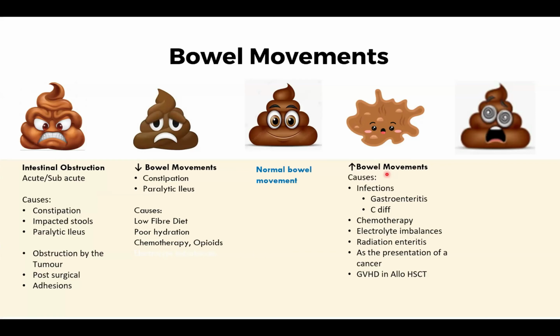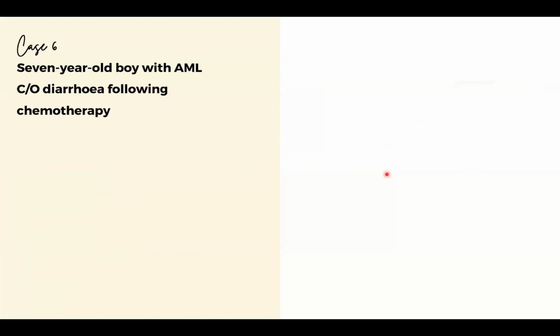So diarrhea, in lay terms, again has a range when it comes to increased bowel movements, like infections, gastroenteritis, and C. diff. And again, certain chemotherapeutic agents like 5-FU cause diarrhea, electrolyte imbalances, radiation enteritis. And as a part of the cancer also, diarrhea can be a symptom. And GVHD in allogeneic stem cell transplant. And then we'll be discussing the next case. That is necrotizing enterocolitis, which is almost fatal in a neutropenic setting.